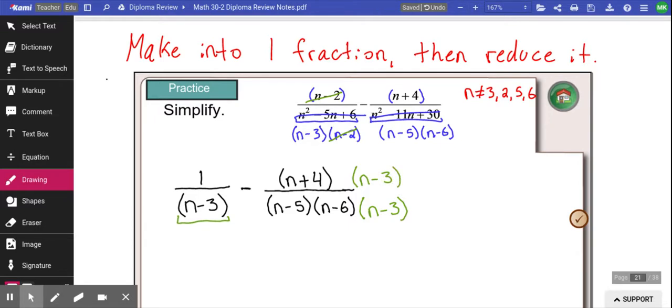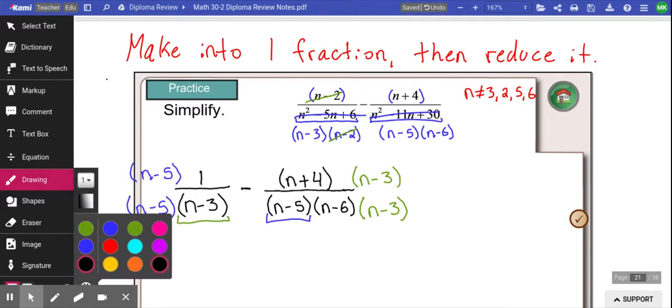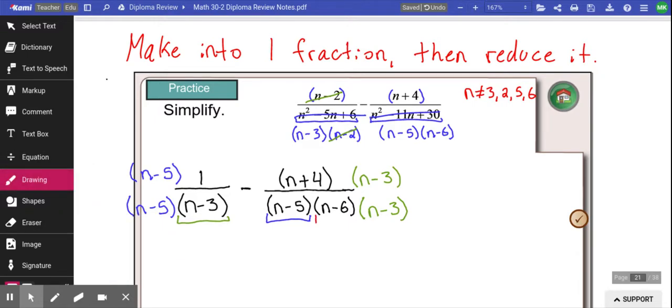I'm going to continue that process until I've looked at every single thing on the bottom of my fractions. The next thing I see on the bottom is an n minus 5. It's in the second fraction. If I look at the first fraction, it doesn't have an n minus 5, so I need to multiply by n minus 5. And what I do to the bottom, I do to the top. The next package that I see in the denominator is n minus 6. Since the second fraction has an n minus 6, the first fraction needs to have an n minus 6 as well.